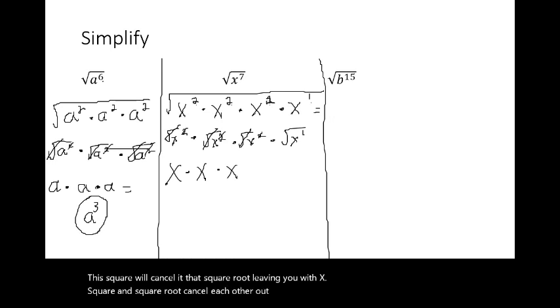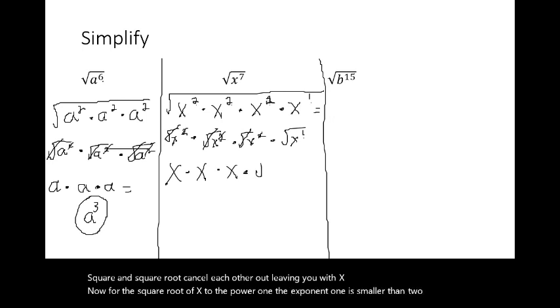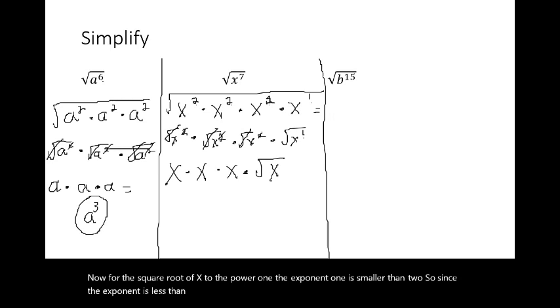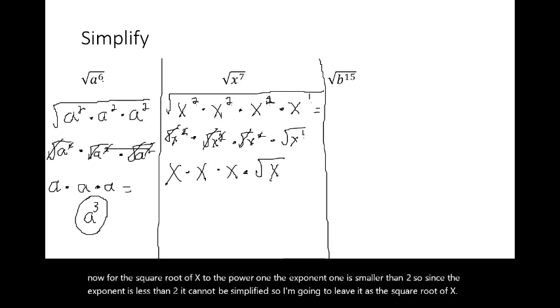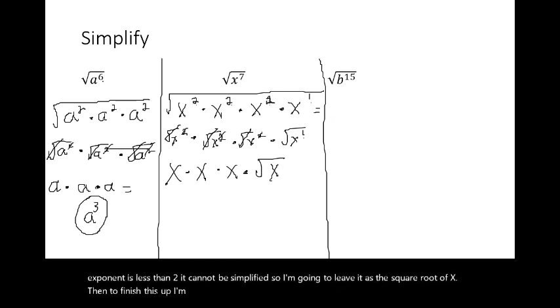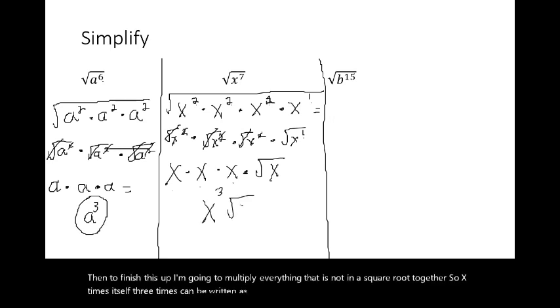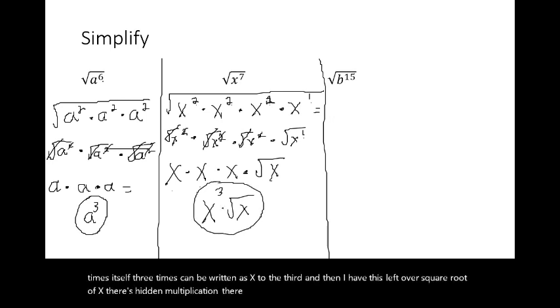Now for the square root of x to the power 1, the exponent 1 is smaller than 2. So since the exponent is less than 2, it cannot be simplified, so I'm going to leave it as the square root of x. Then, to finish this up, I'm going to multiply everything that is not in a square root together. So x times itself 3 times can be written as x to the 3rd. And then I have this leftover square root of x. There's hidden multiplication there, remember? And then that is going to be our final answer.